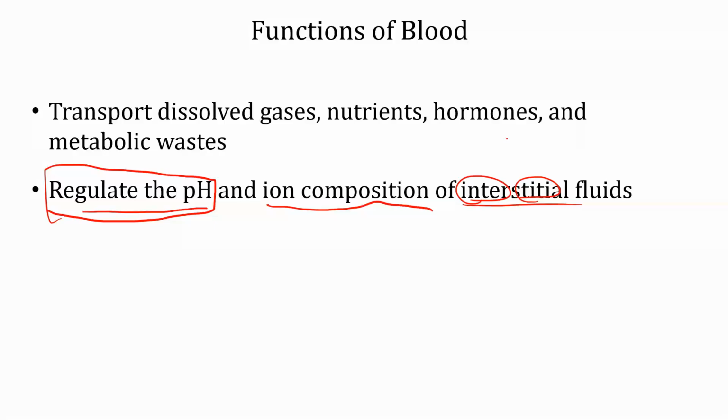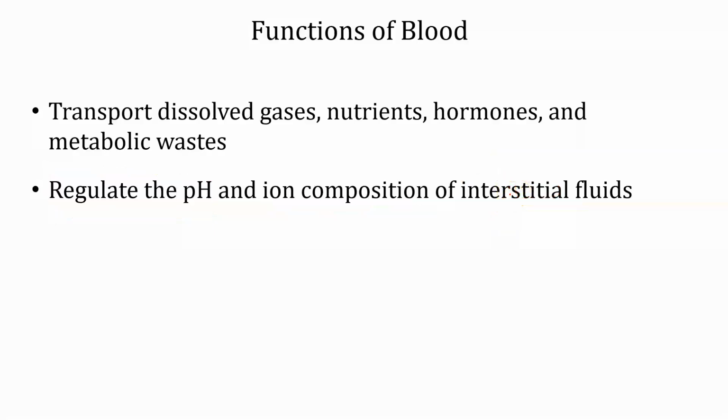And that's maintained by the blood taking extra things out of the fluid or putting things into the fluid, depending on the needs. There's a very specific amount of things that have to be in this fluid surrounding the cells in order for the cells to be happy and to work properly. And the blood is going to be the thing that helps to maintain that consistency of the composition of the interstitial fluid. We'll talk more about that later.